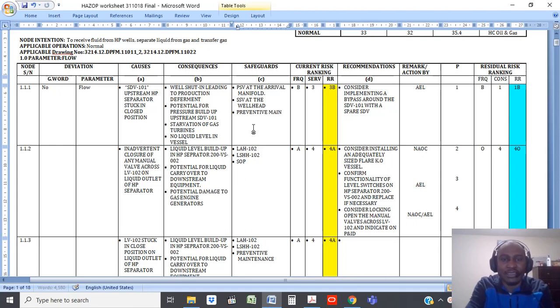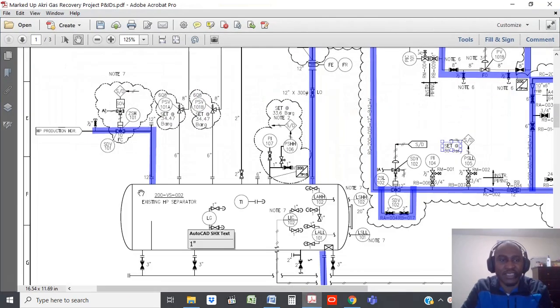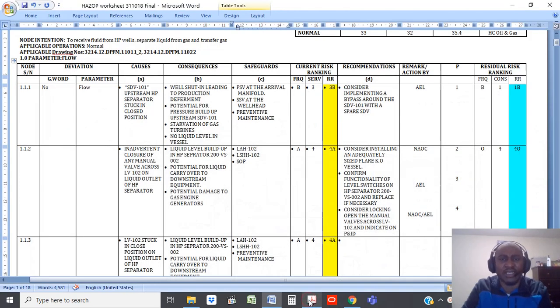Maintenance. So that's a protection, of course. What we're just trying to say is that if this SDV is properly maintained, it shouldn't actually fail in a closed position. Also, you could have another, which is position markers, position indicators, which would show the valve position in the control room.